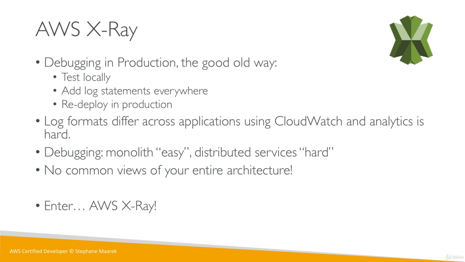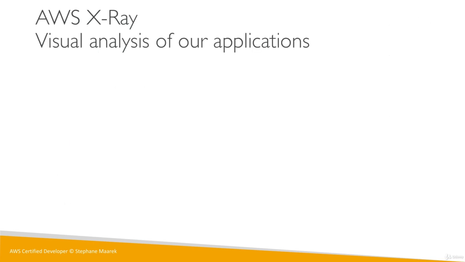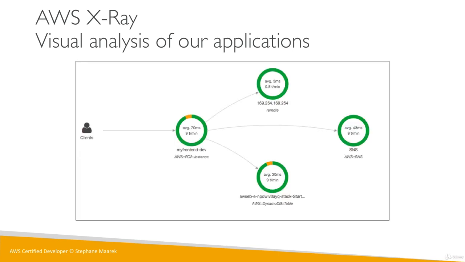So here comes AWS X-Ray. X-Ray is going to give you a visual analysis of your application. This is what we're going to do in the hands-on. We'll see that as a client doing a request to our application, we will see how many of these requests fail or don't fail. And then from the application, we'll see what it does. It will call other IPs, it will call SNS, it will call a DynamoDB table.